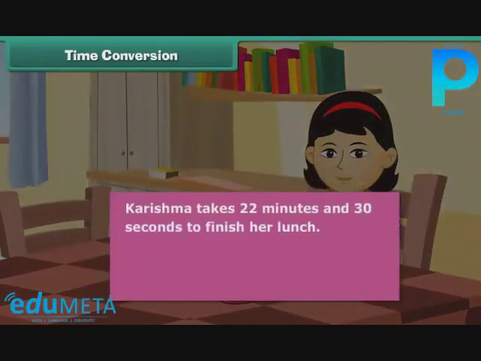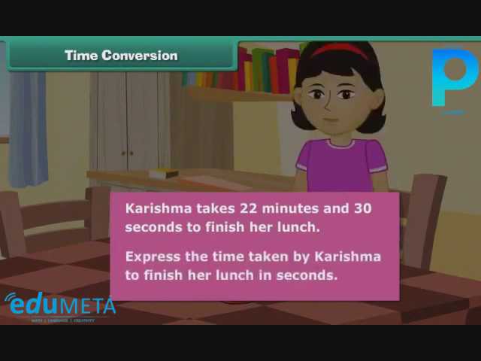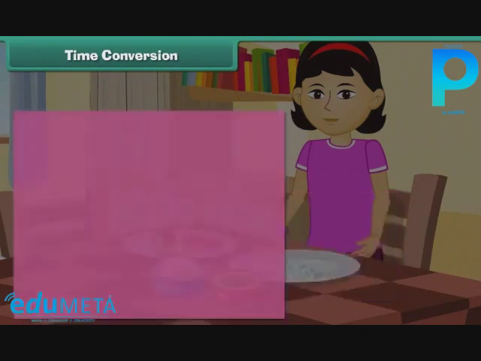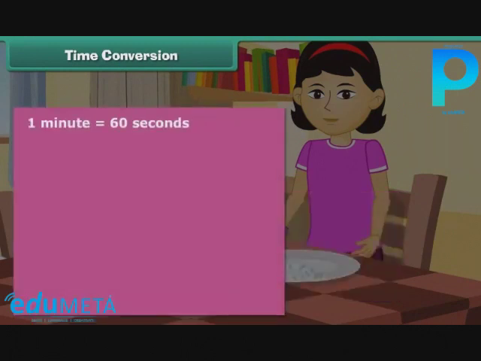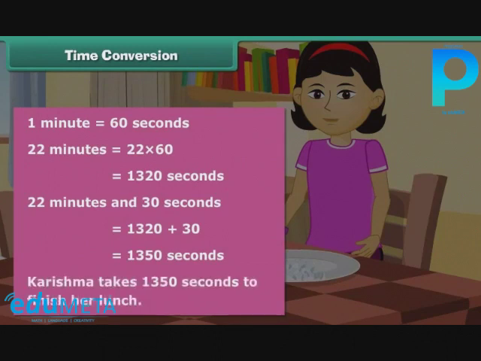Karishma takes 22 minutes and 30 seconds to finish her lunch. Express the time taken by Karishma to finish her lunch in seconds. 1 minute is equal to 60 seconds. 22 minutes is equal to 22 into 60, which is equal to 1320 seconds. 22 minutes and 30 seconds is equal to 1320 plus 30, which is equal to 1350 seconds. Karishma takes 1350 seconds to finish her lunch.